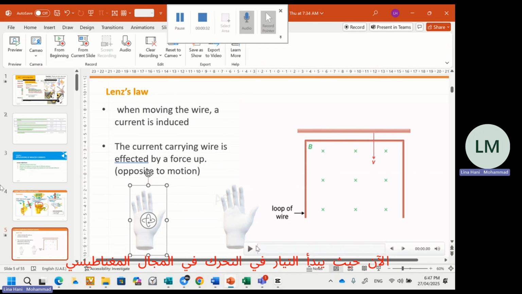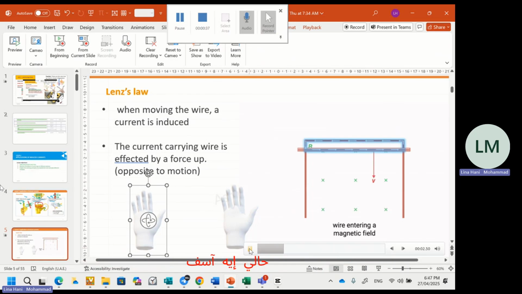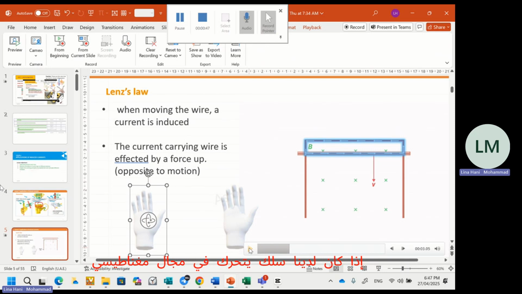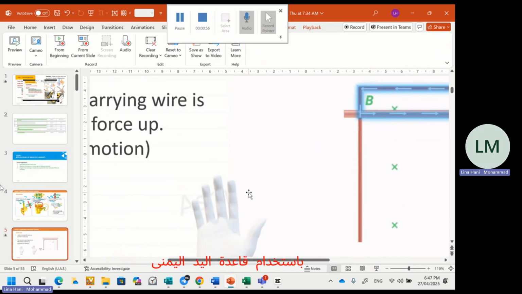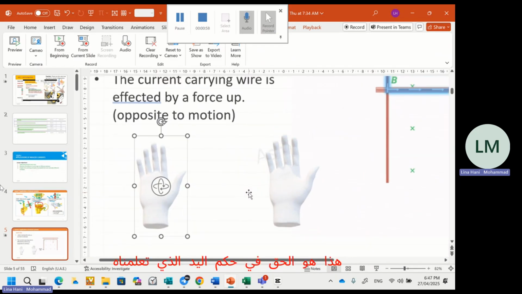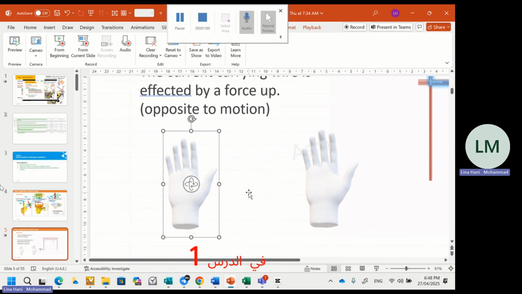Now, as the wire moves in the magnetic field, a current is induced in that wire. According to the electromagnetic induction rule, if we have a wire moving in a magnetic field, cutting through magnetic field lines, a current is induced in it. And we can find the induced current using the right-hand rule. This is the right-hand rule that we learned in lesson 1.